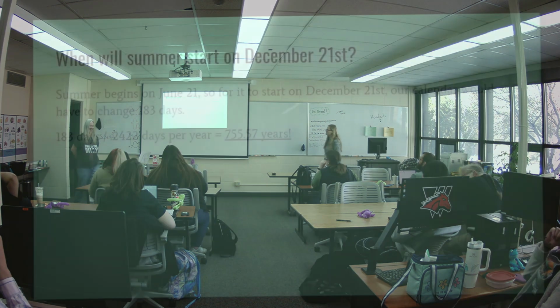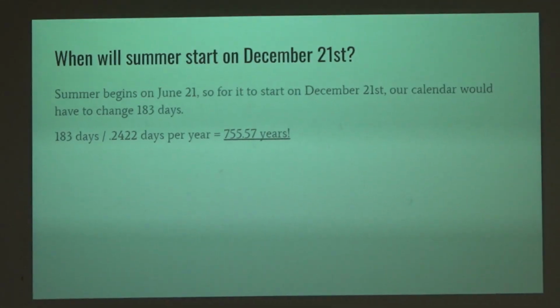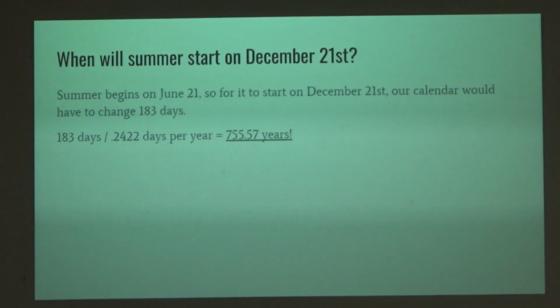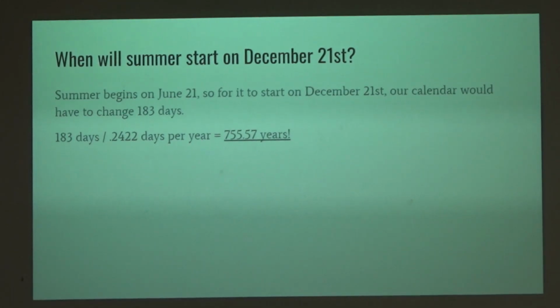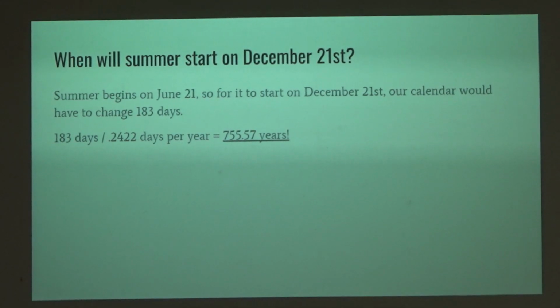Okay, so summer begins on June 21st. So for it to start on December 21st, our calendar would have to change 103 days. So you just take that 103 days divided by changing 0.2422 days per year, and you get 755 and about half a year until our summer would start on December 21st.